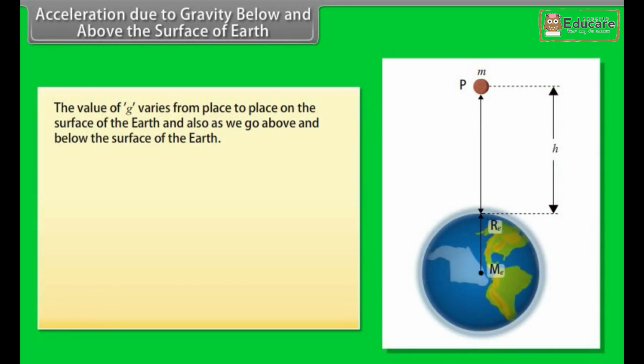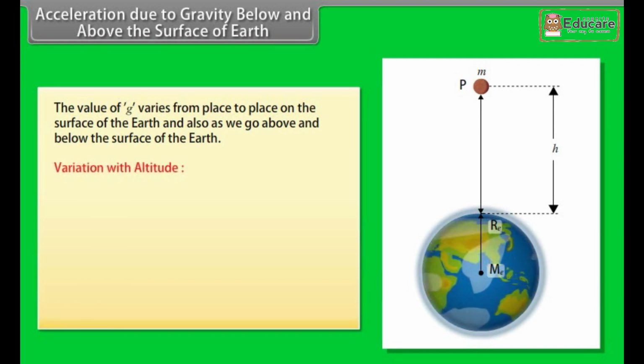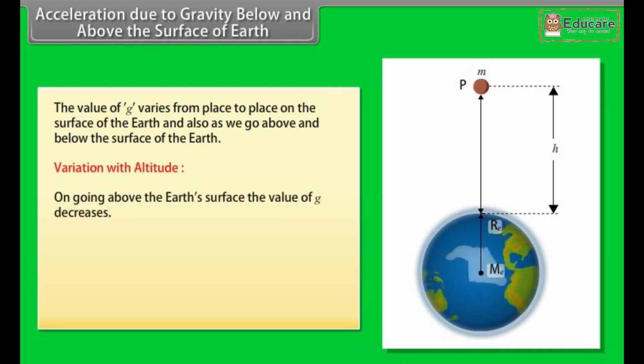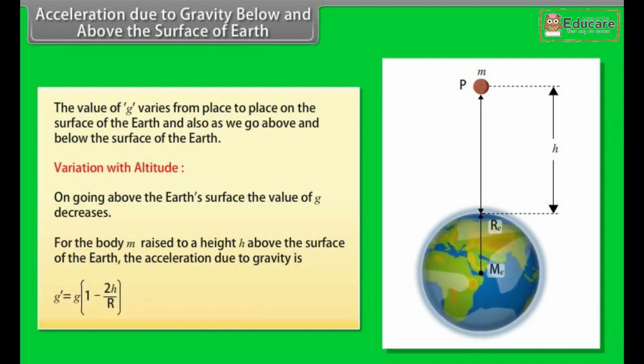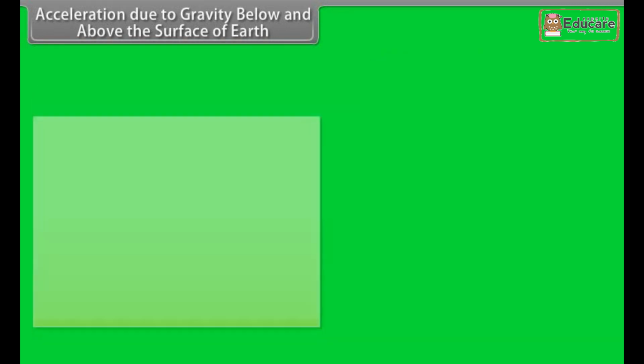The value of g varies from place to place on the surface of the Earth and also as we go above and below the surface of the Earth. Variation with altitude. On going above the Earth's surface, the value of g decreases. For the body m raised to a height h above the surface of the Earth, the acceleration due to gravity is given by g dash is equal to g multiply by 1 minus 2h upon R.